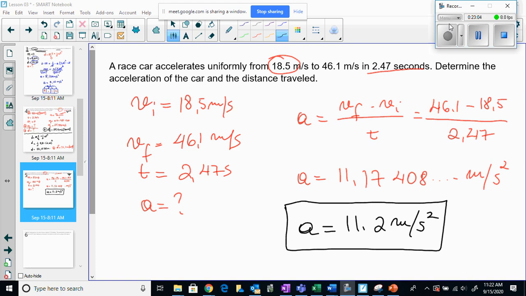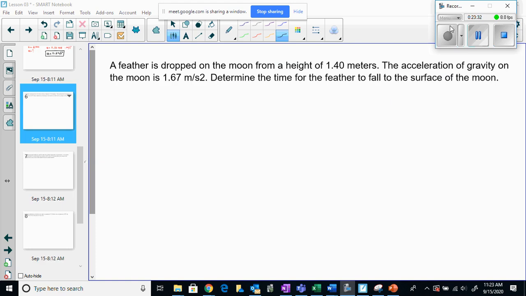And then what the calculator gives you is 11.17408 and so on. I have to record it to the appropriate number of sig digs, which in this case is 3. All the quantities that are given are 3 sig digs. So the final answer should be 11.2 meters per second squared. Questions? Do you have this answer in your notebook? Let's take a look at the other one.